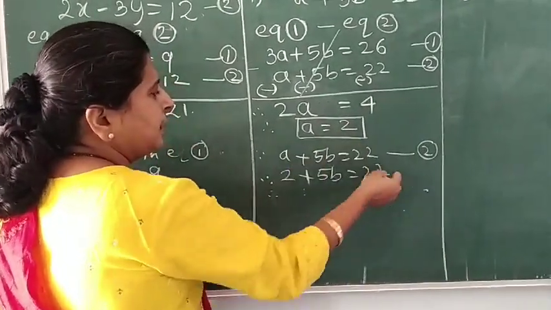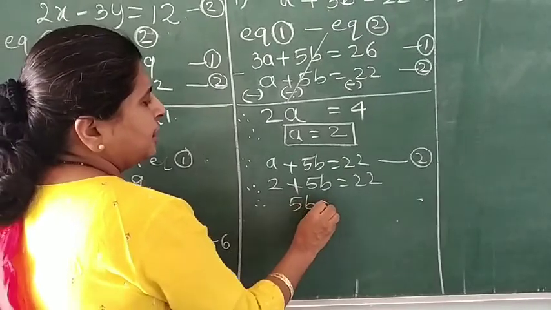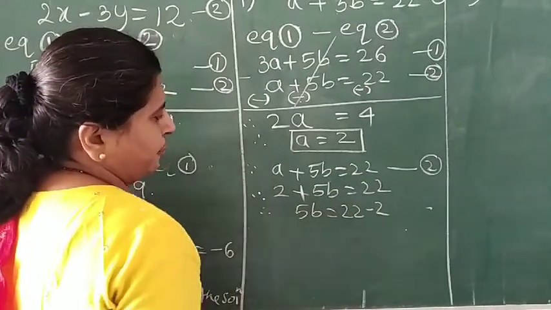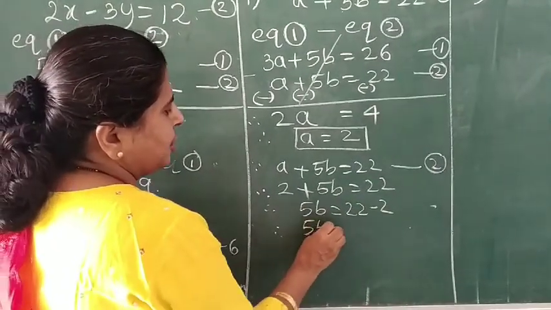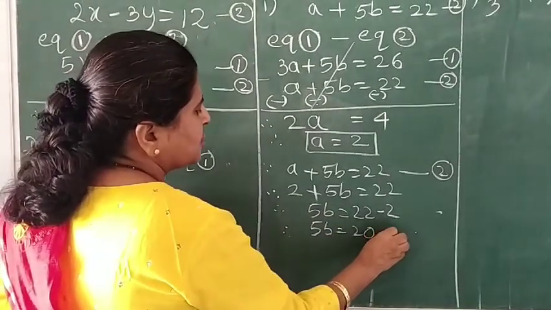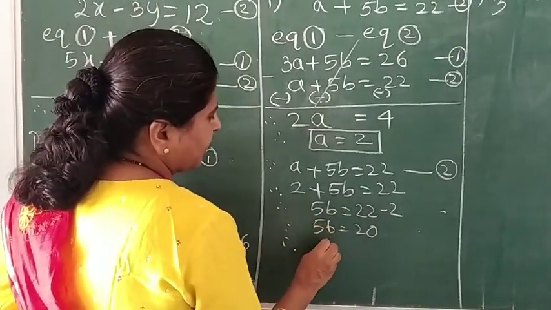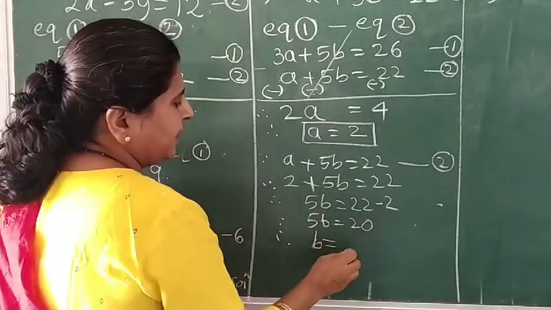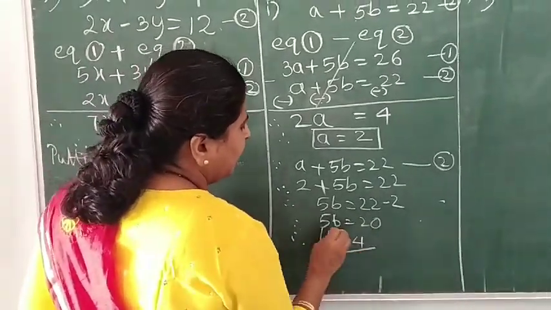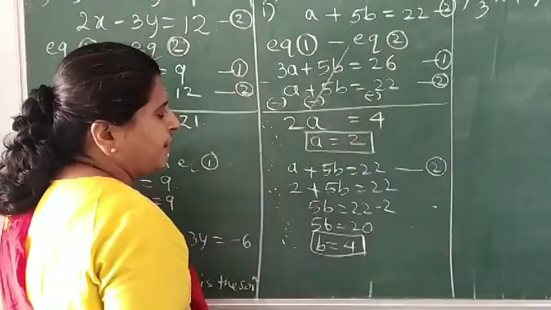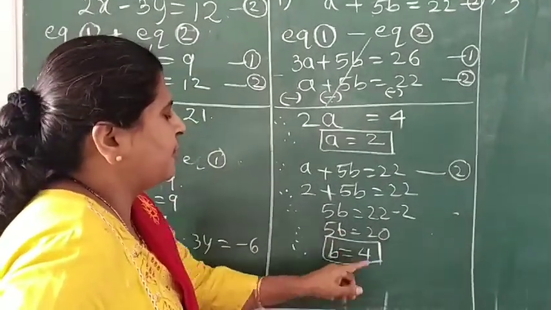Now 2 going on the other side, what will happen? It will become minus 2. And that's why 5b is equal to 20. And that's why b is equal to 5... how many 5s are 20? It is 4 fives are 20. So this 5 has gone as division. 20 divided by 5 is 4.